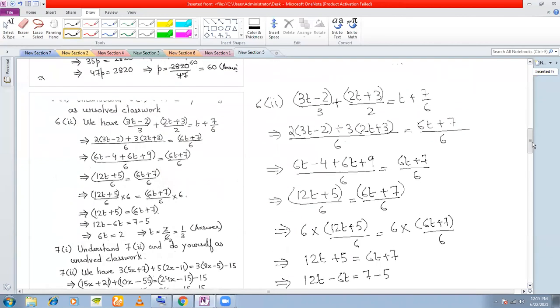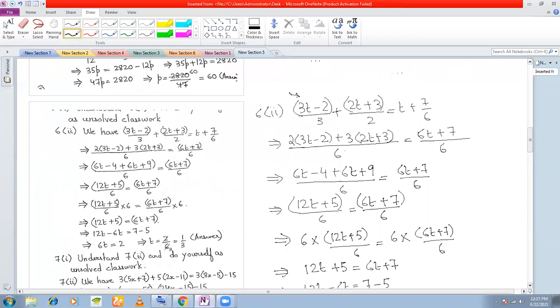Now you want to check your answer, whether you have got the correct answer or not. Put it on the left hand side, put it on the right hand side and check. Okay. Fine. So I'll stop here.